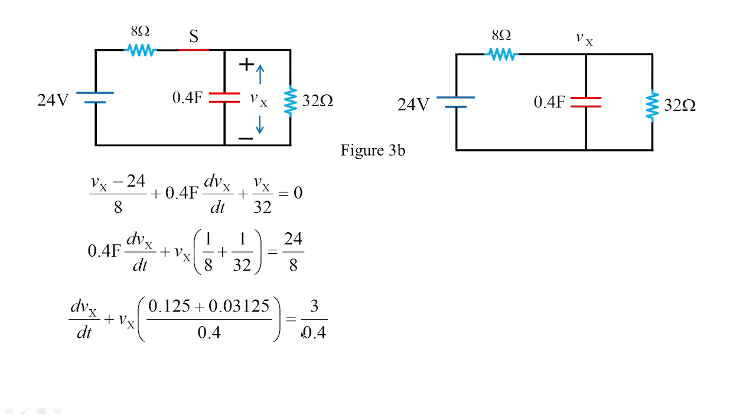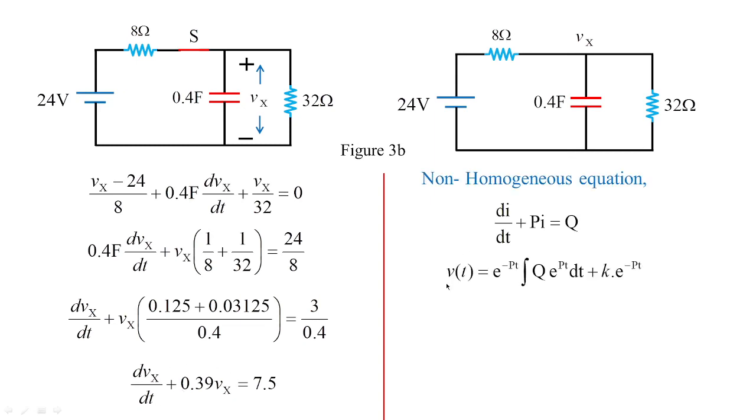This can be further simplified in this fashion. So dVx by dt plus 0.39 Vx is equal to 7.5. Now this is the non-homogeneous equation. So this non-homogeneous equation can be solved with the help of general solution of V of t is equal to e to the power minus pt integral q e to the power of pt dt plus k e to the power of minus pt. So wherever we have p, there I'm going to substitute the value as 0.39, and wherever I have q, there I'm going to substitute the value as 7.5.